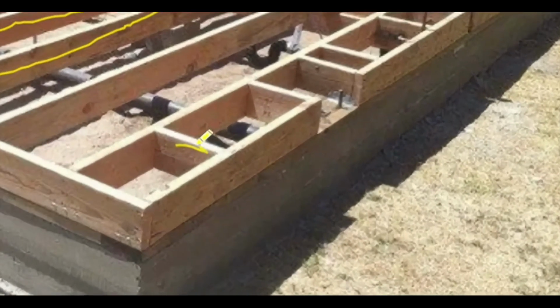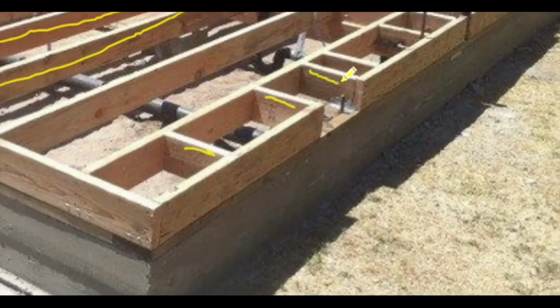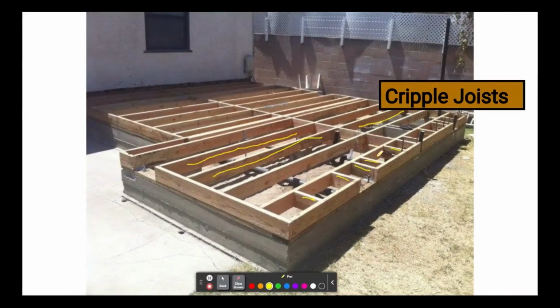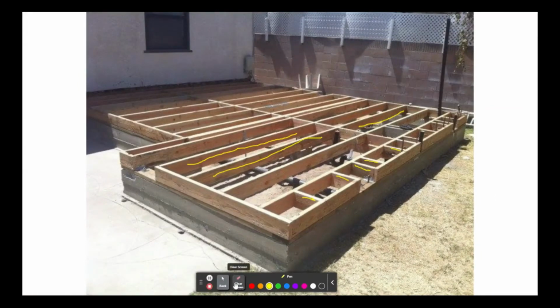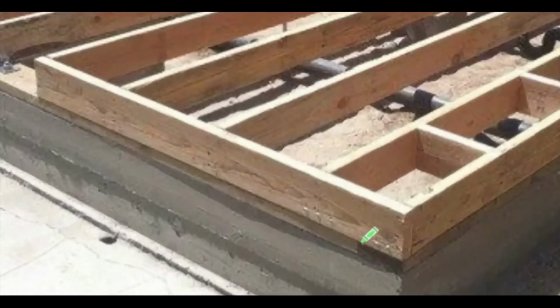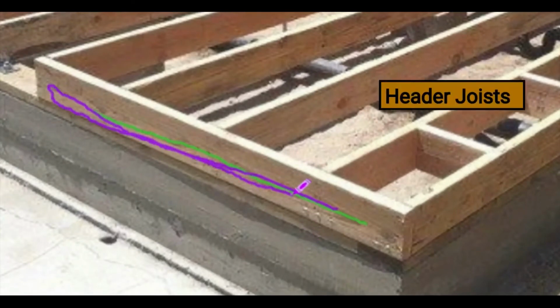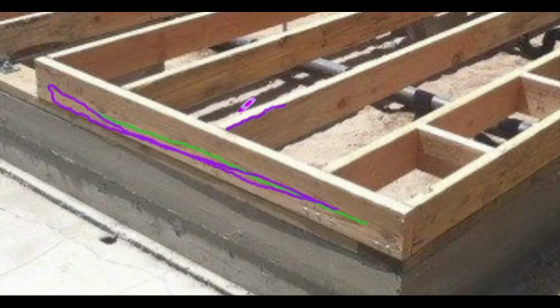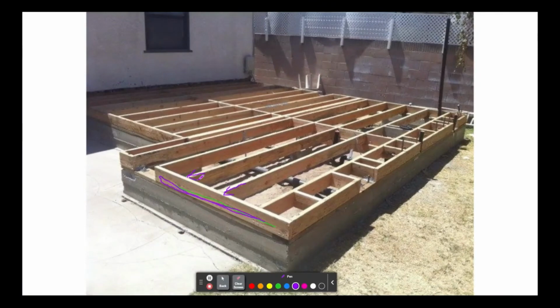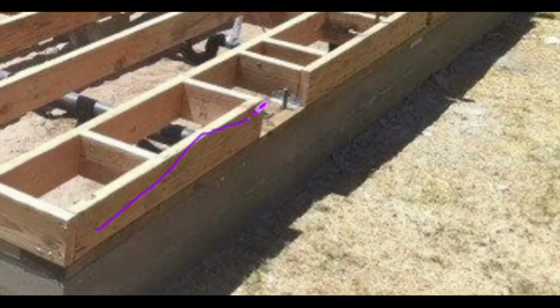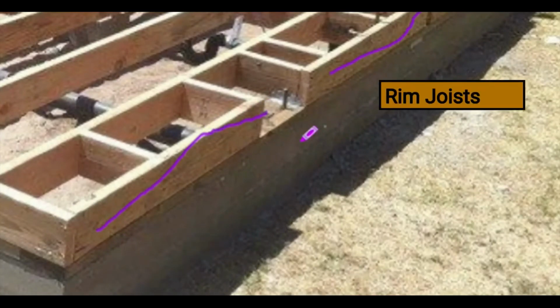You get to these little ones right here that are these cut little blocks. These are called cripple joists because they're shorter than the common length of the other joists. Out here on the outside, this one, you get a better color, is called the header joist. You know it's the header because the common joist runs into it, like the top or the head of the building or the top of a person. This makes this the header joist. And then over here on the side that runs parallel to the common joist, this is called a rim joist.